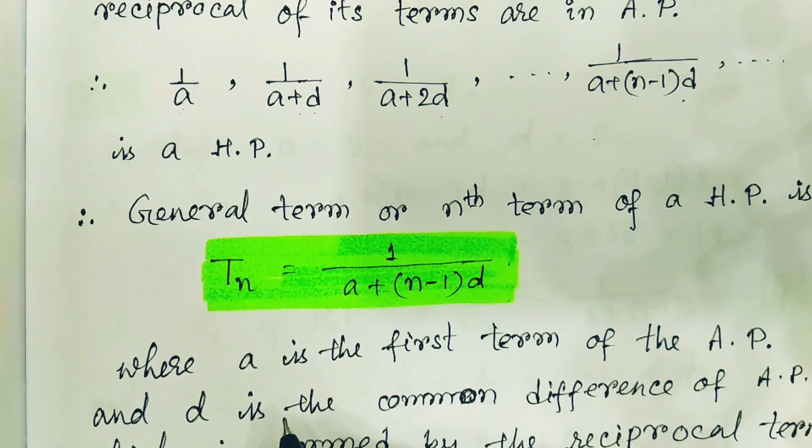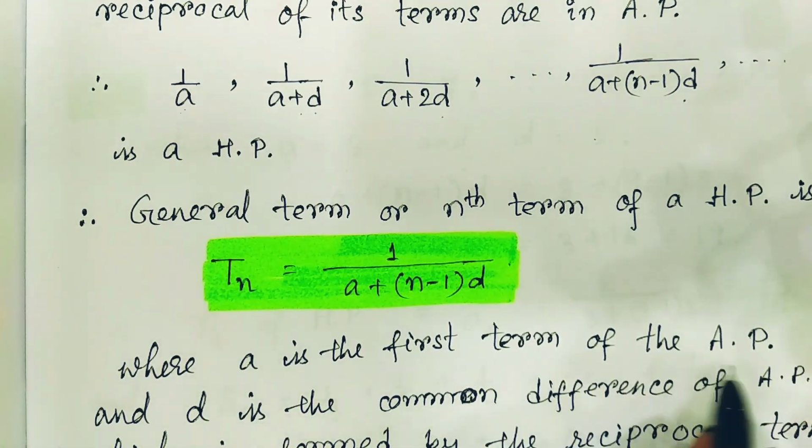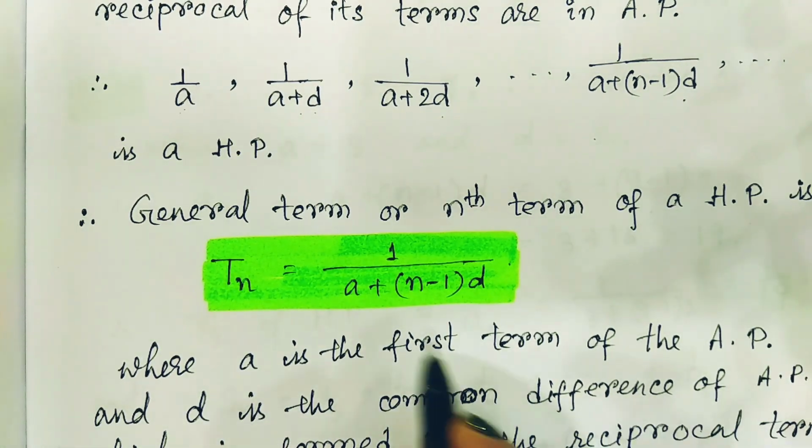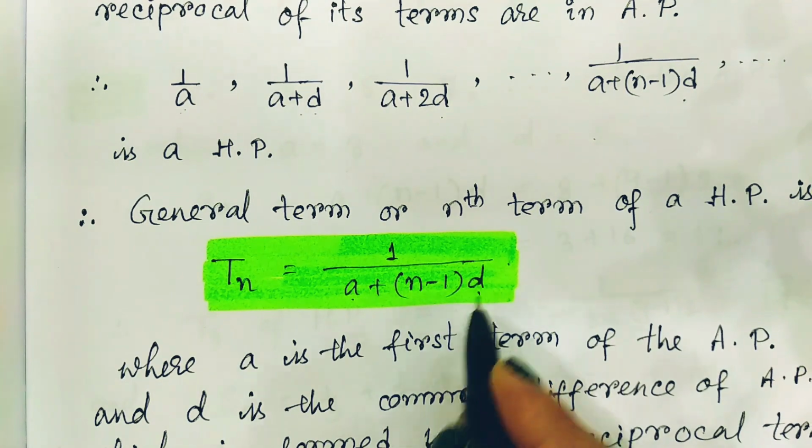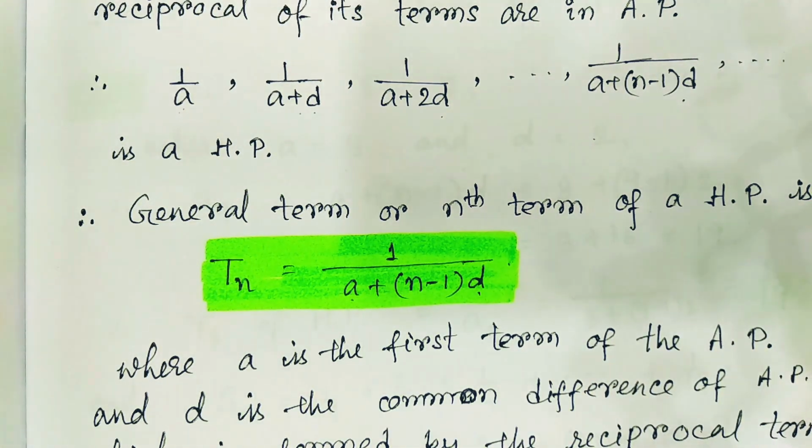So here A is the first term of the AP and D is the common difference of the AP. Just look, this A and D are not the first term and common difference of the HP, but they are the first term and common difference of the AP, the arithmetic progression.